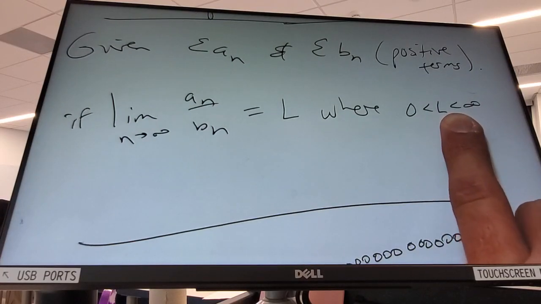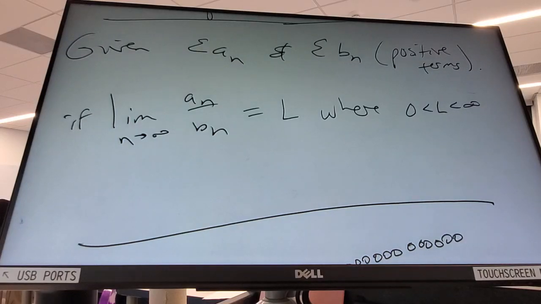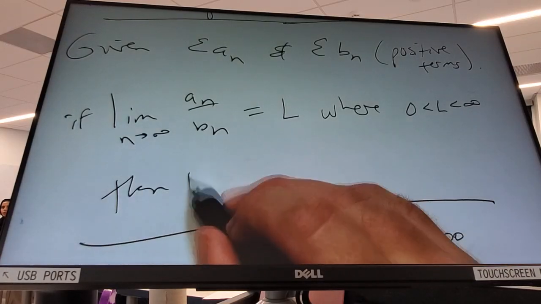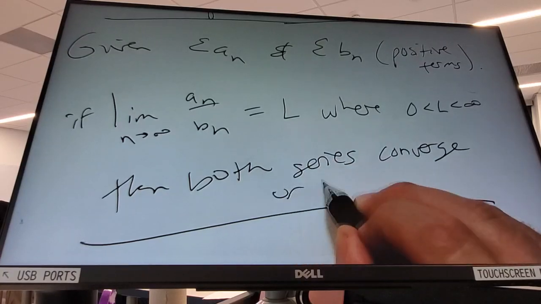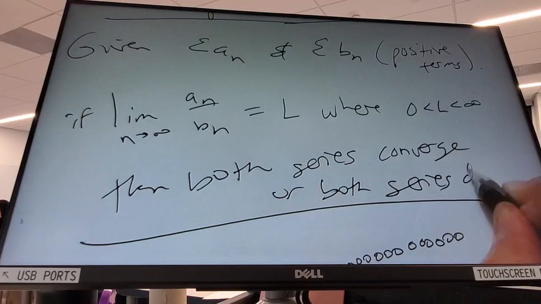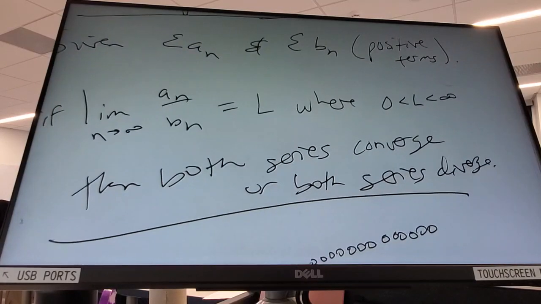The idea is so simple. I love it. If the limit of the ratio is a number, that effectively means this is L times this after some point. And then whatever one series does, the other one must also do. Now, so let me finish it up. Then both series converge, or both series diverge. So if the limit comes out to be a finite number, whatever one series does, the other series also does.